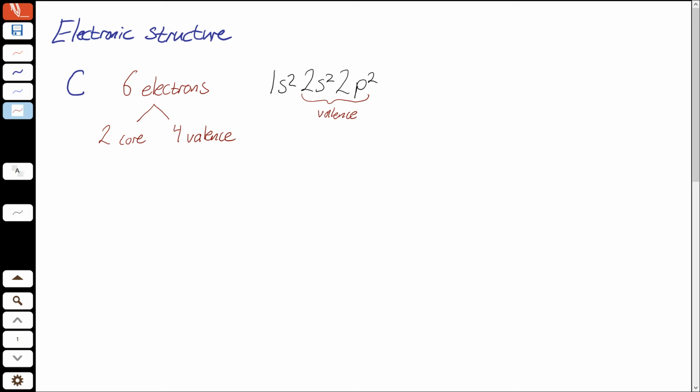All right, so let's be a little bit clearer here that there are 3 p orbitals. They're called the px, the py, and the pz because they point in those 3 different directions.